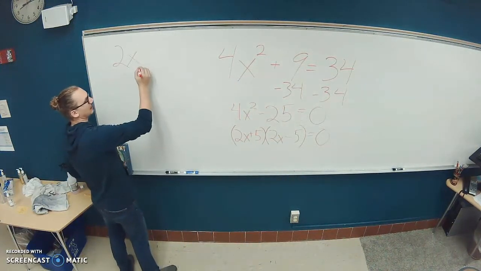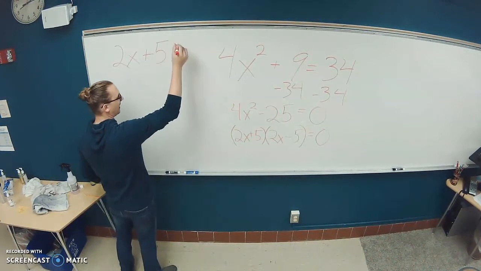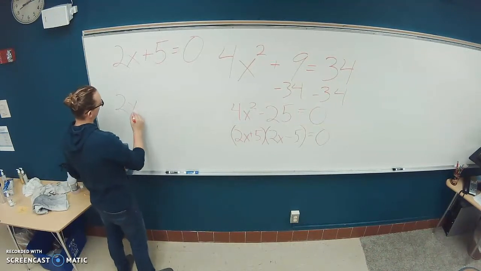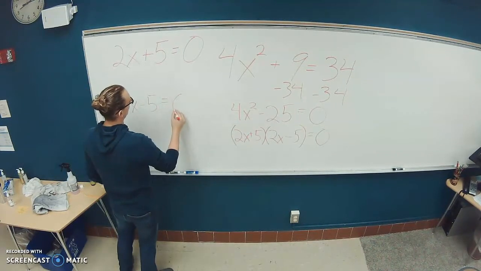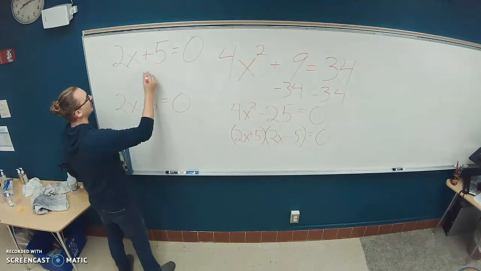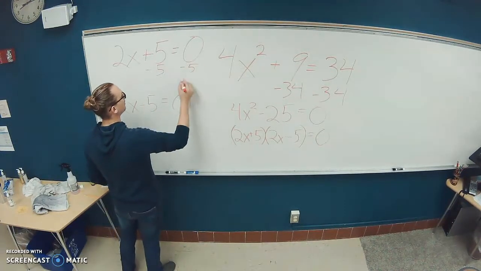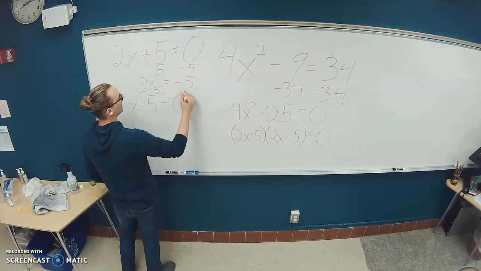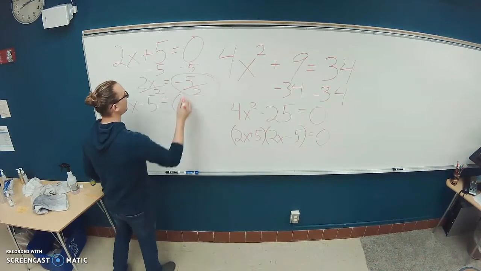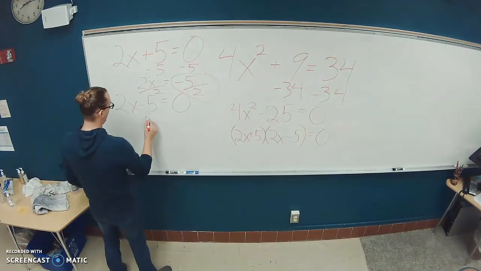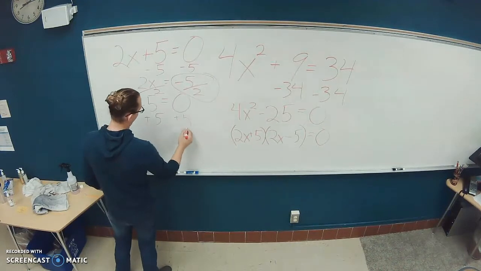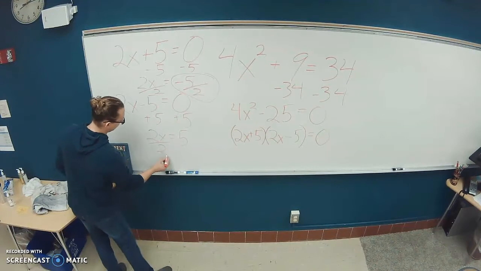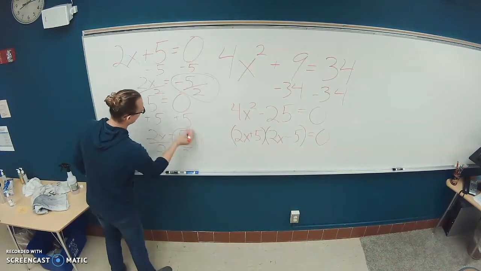So let's do 2x plus 5 equals 0, and 2x minus 5 equals 0. To solve here, we're going to subtract 5 from both sides. We're getting negative 5 equals 2x. Divide both sides by 2. And negative 5 halves is our first answer. Add 5 to both sides. Divide both sides by 2. And a positive 5 halves.